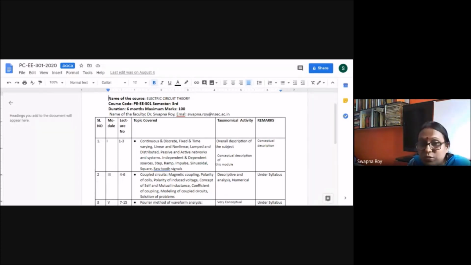Just V is equal to Ri. That means in case of inductor, the voltage across the inductor, V is equal to L di dt. In case of capacitor, V is equal to 1 upon C integration of I dt. We just think this resistance, inductance, capacitance all are constant. So in case of linear equations, we must say one constant is there.